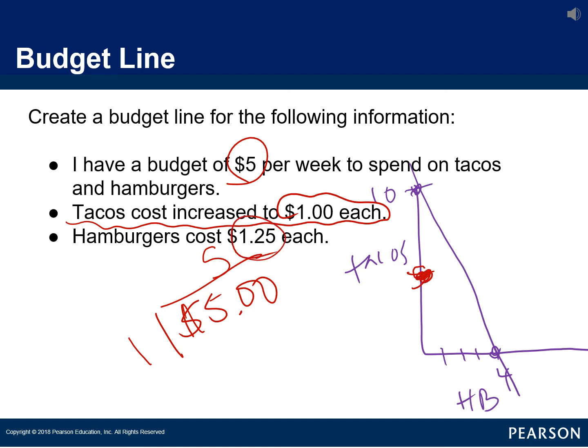The price of the hamburgers did not change, so that stays right where it is, but our new budget line is this red line. So the purple one was the original line. The red one is the adjusted line after the price of tacos increased. You'll see several examples on the homework of different shifts in the budget line, and you're going to have to figure out what happened. Did the taco price go up? Did the hamburger price go down? Did our budget increase? Did our budget decrease? So use these concepts to figure that out. Okay?